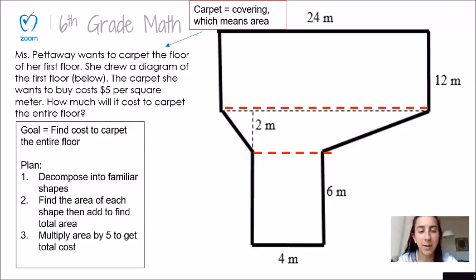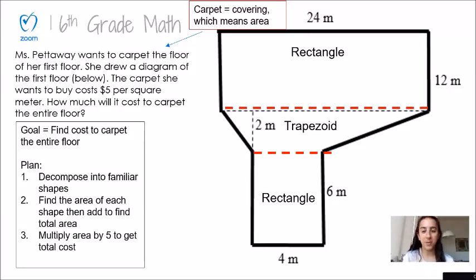What is the name of that middle shape? Your teacher's going to pause the video and see if anyone knows. You're exactly right. If you said trapezoid, the middle shape is a trapezoid. So now I have decomposed this figure into 3 shapes, 2 rectangles and 1 trapezoid. Why is that going to be helpful? Because I know how to find the area of all 3 of those shapes.